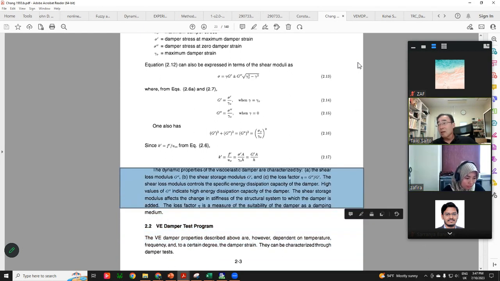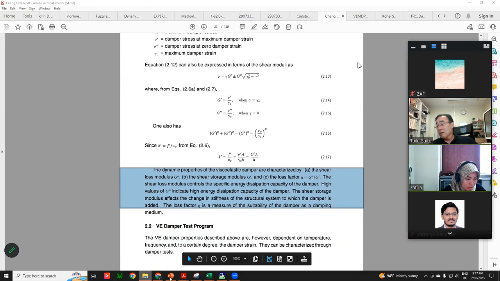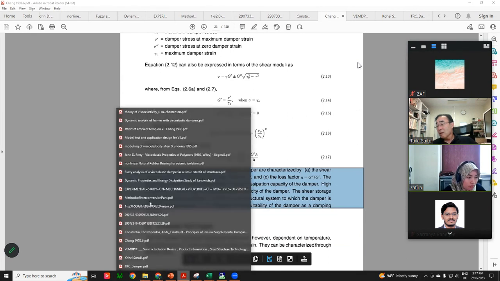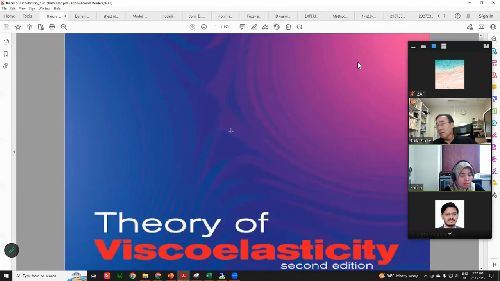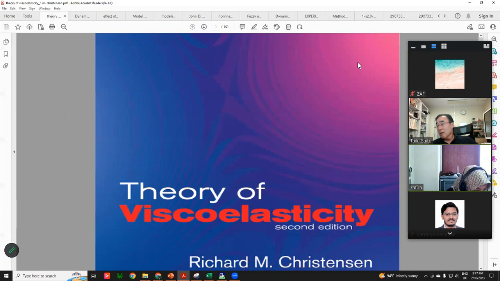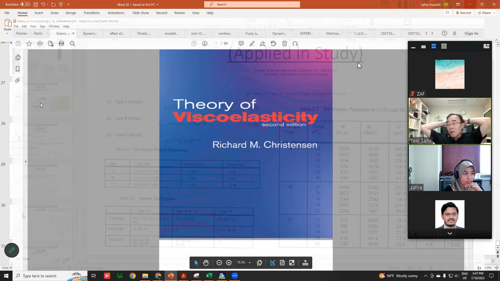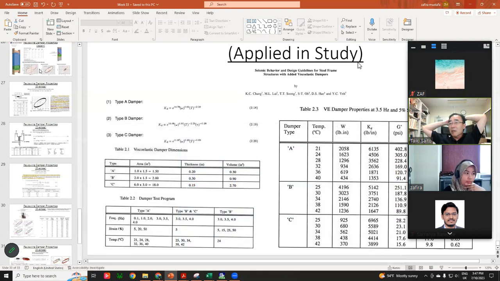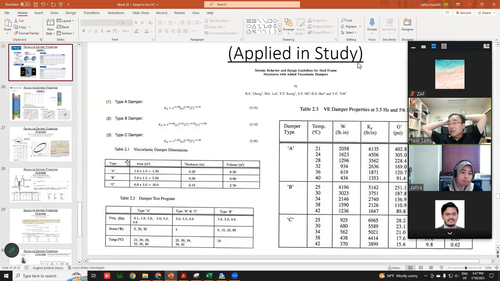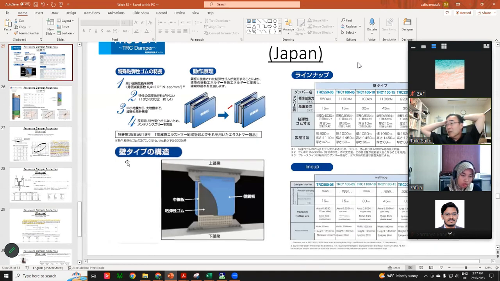I also found some books that explain the theory of viscoelastic, but it's kind of long to describe. I will find out what kind of viscoelastic rubber they use in the damper. Also, for the damper from Sumitomo Riko and the other company, I want to know what material they are using.